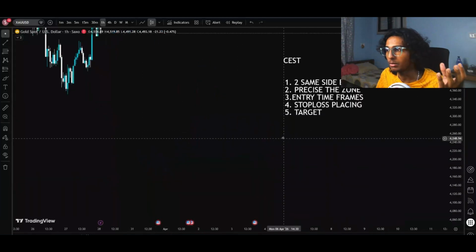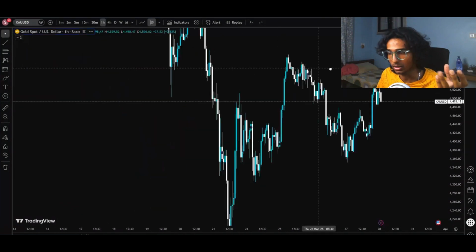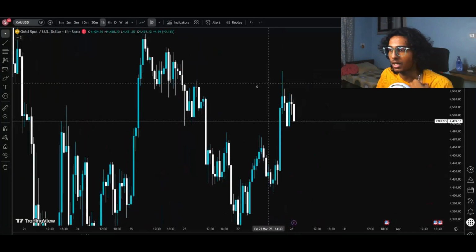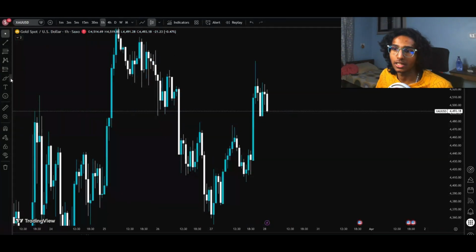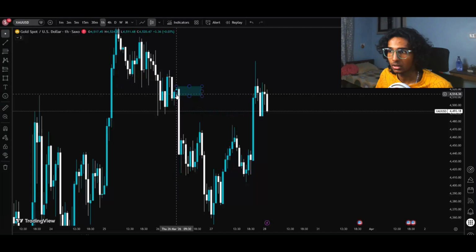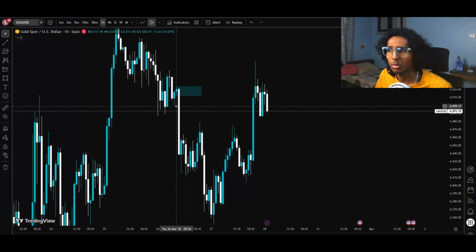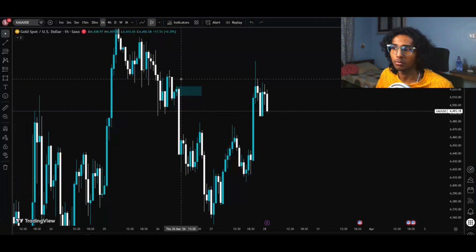So first, I'll be teaching how to mark an SND, a supply demand. A supply demand is the last buy candle after which an FVG is created, or just a buy or sell candle. Suppose that's a top candle, and after that there was a big move. It doesn't need to be a big move, it just needs to be a down candle. It's the last up candle which created the down move.